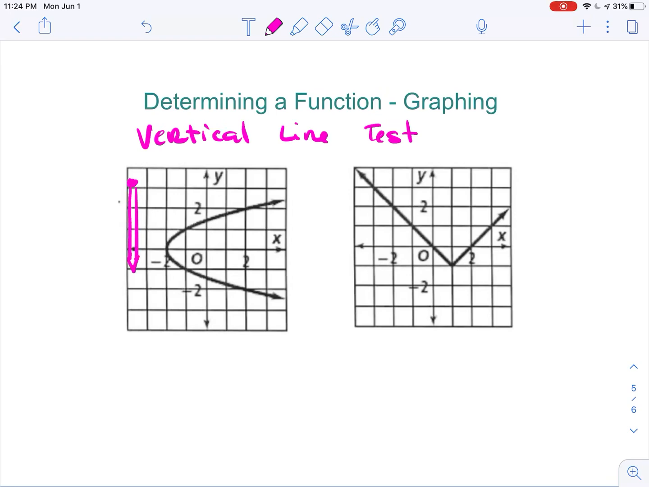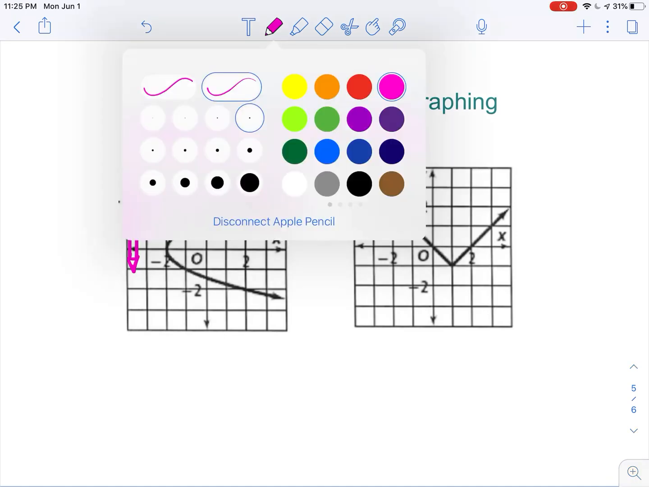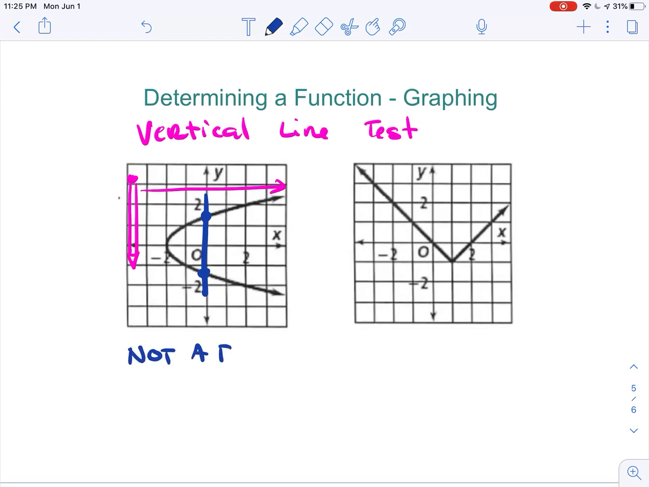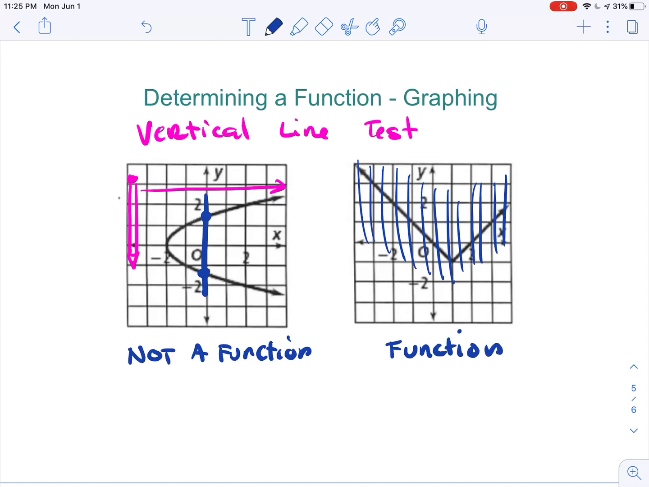So what we do for this is we take our pencil, and we drag it along the paper. Since this is representing our vertical line, do we hit the graph at any point two times? And the answer is yes. Pretty much everywhere on this graph, if we draw the vertical line, we will hit more than one point. So this is not a function. Whereas when we do the vertical line test over here, no matter what vertical line I draw, I will always hit only one point on my graph. So this would be considered a function.